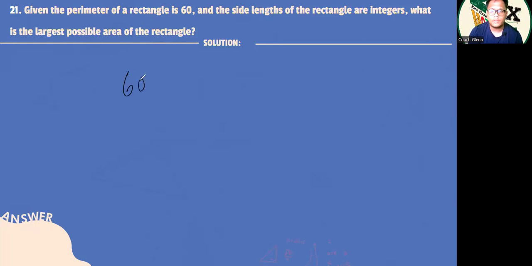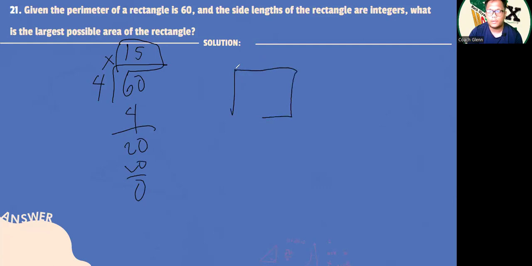So first we need to do 60 divided by 4. Because again, if your side lengths are equal, then your side would be obtained by dividing your perimeter by 4. So 6 divided by 4, that's 1. 1 times 4, that's 4. We have 20. 20 divided by 4, that's 5. So 5 times 4 is 20. So we have 15. That means that our square would have a side length of 15 by 15. Okay? That's what we can observe. Solving for the perimeter here, 15 plus 15 plus 15 plus 15 is equal to 60.